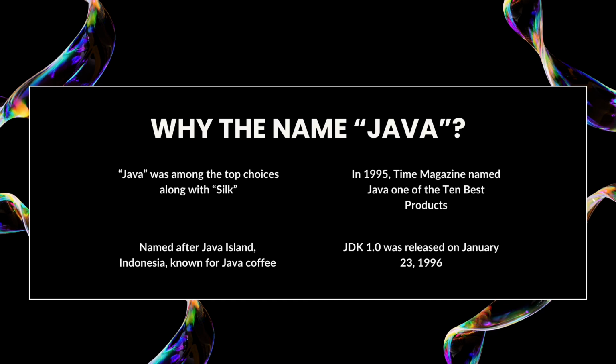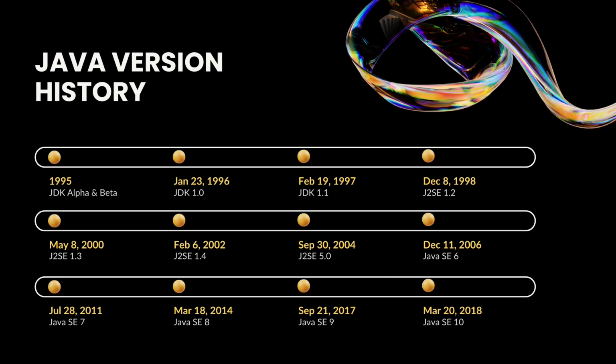In 1995, Time magazine named Java one of the 10 best products of the year. Later, JDK 1.0 was officially released on January 23, 1996. Over the years, Java has evolved through many versions, starting from JDK Alpha and Beta in 1995, all the way to Java SE 10 in 2018. Each version brought many improvements in performance, security, and functionality, making Java one of the most widely used languages in the world.